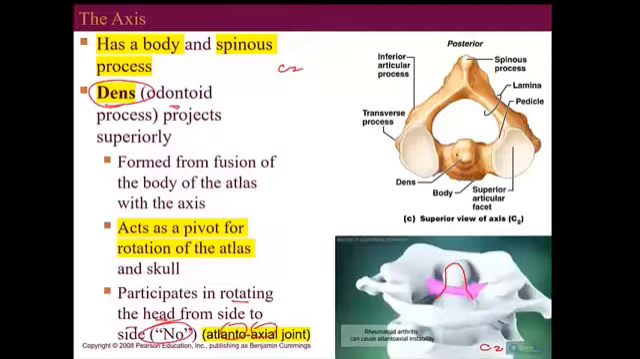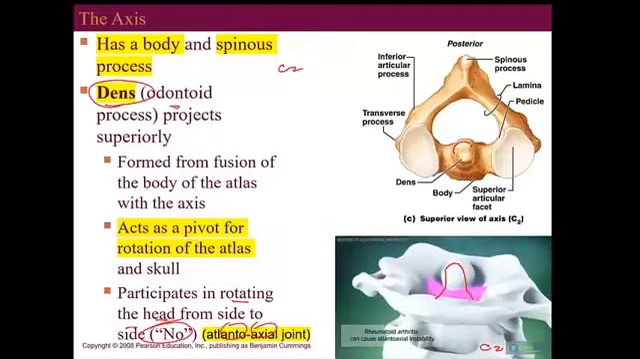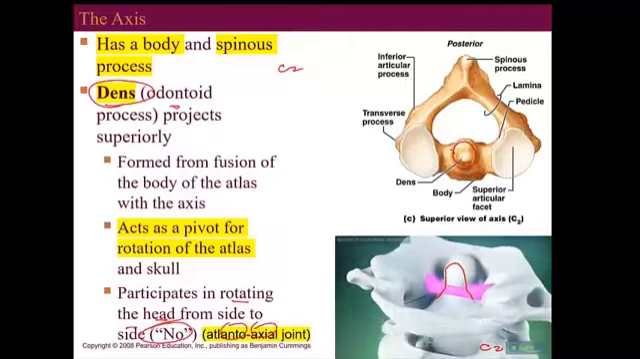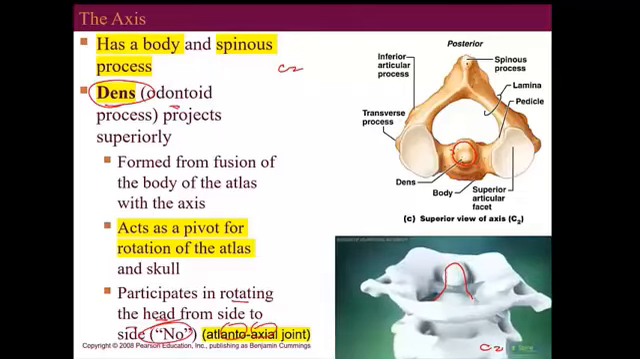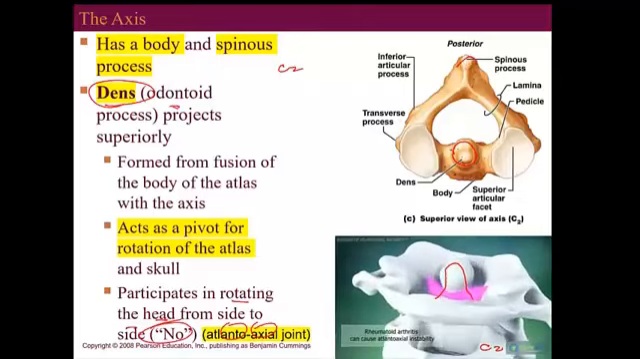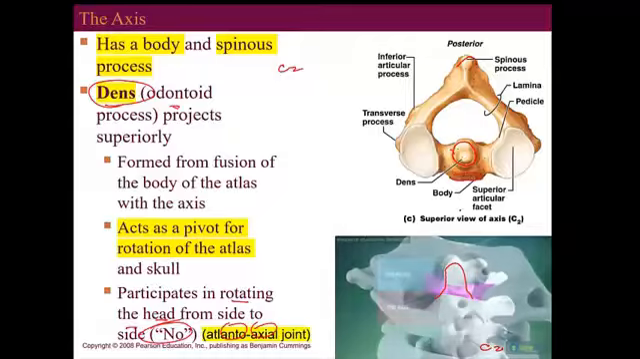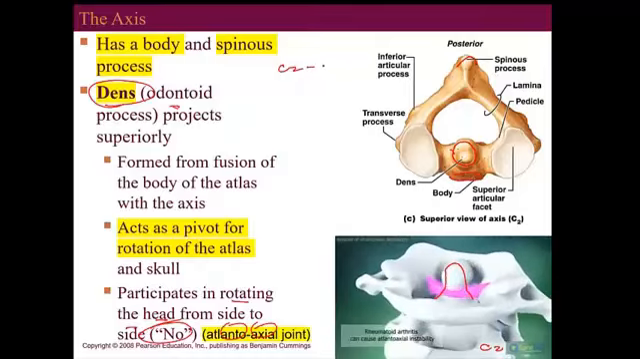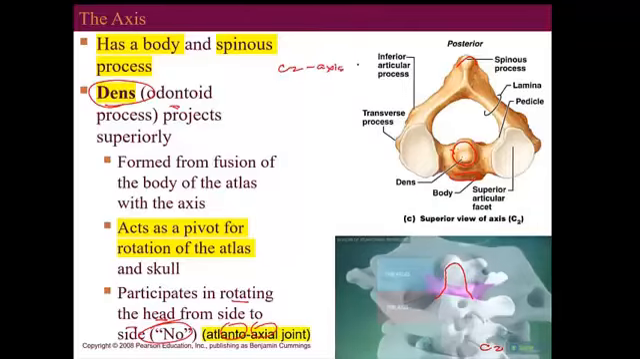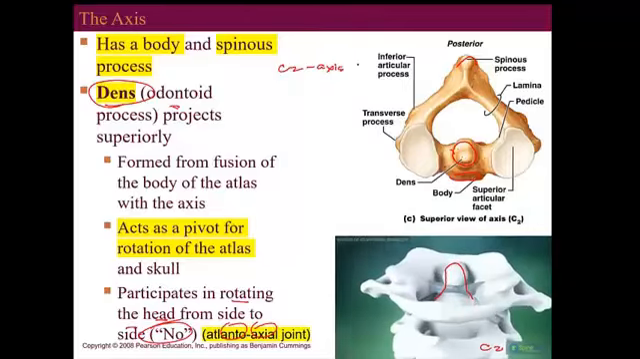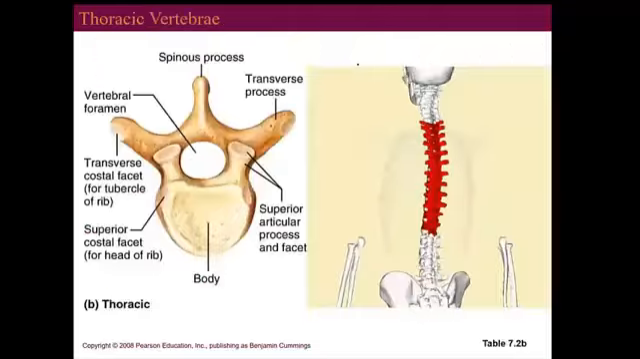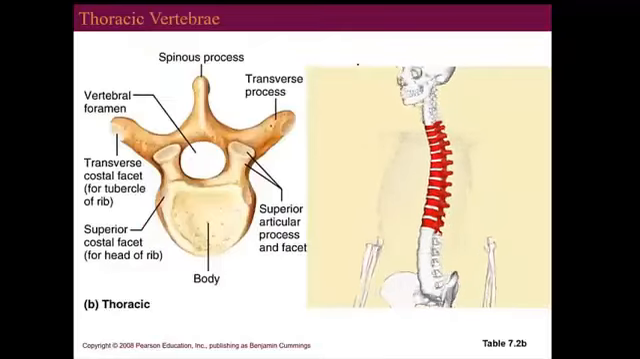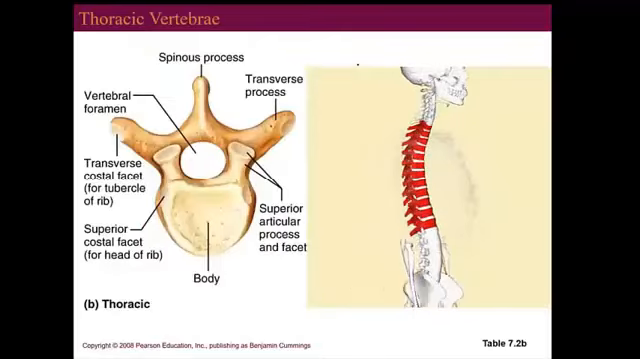So the dens, or the odontoid process, is the one that's actually unique to this structure. But it also has the spinous process and has a small body located at the anterior view. That is going to be your axis, C2. So C1 and C2 have a unique architecture compared to the other vertebrae, and that is the cervical vertebrae that we talked about.